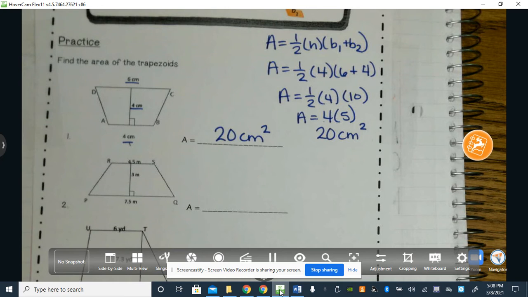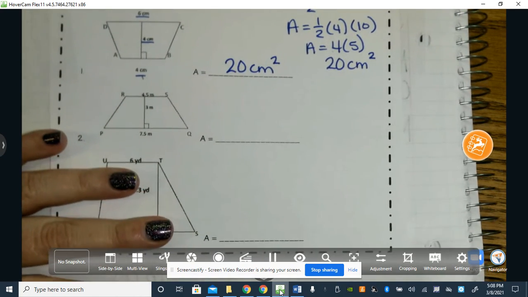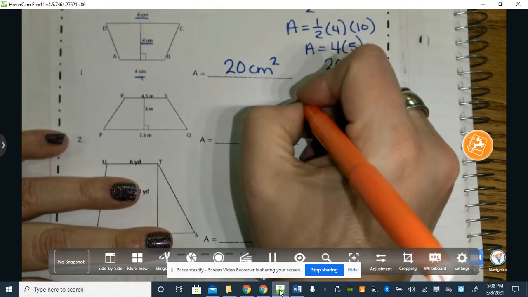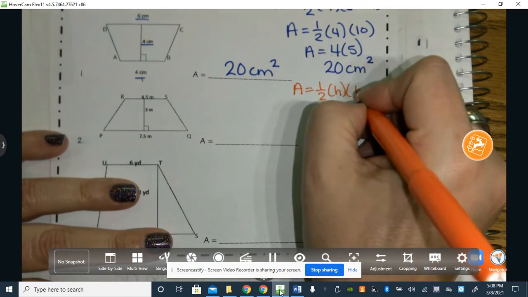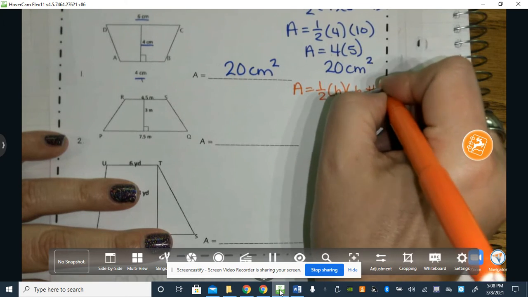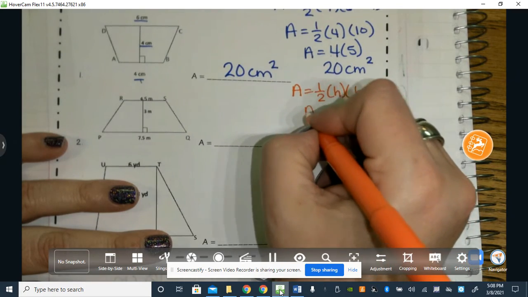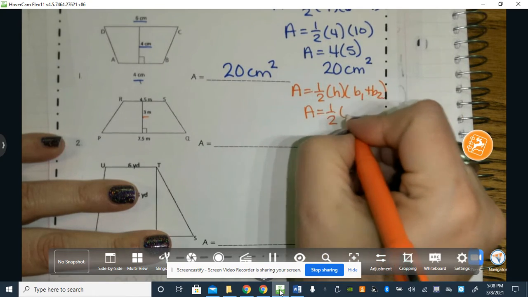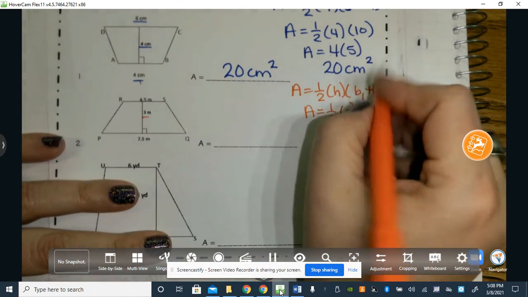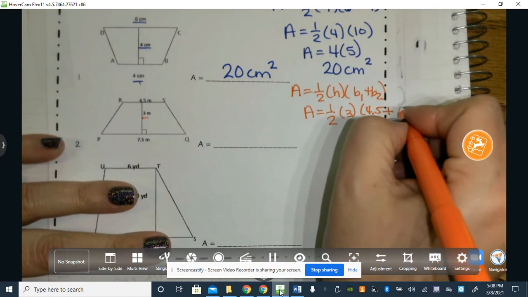All right, now let's look at our next one. I'm just going to switch my colors. All right, so my area, again, trapezoid. My area is equal to 1/2 times my height times the sum of my bases, base 1 plus base 2. Okay, so I'm going to fill in everything I know. Well, I know area is equal to 1/2, the height is 3, and my bases are 4.5 plus 7.5.